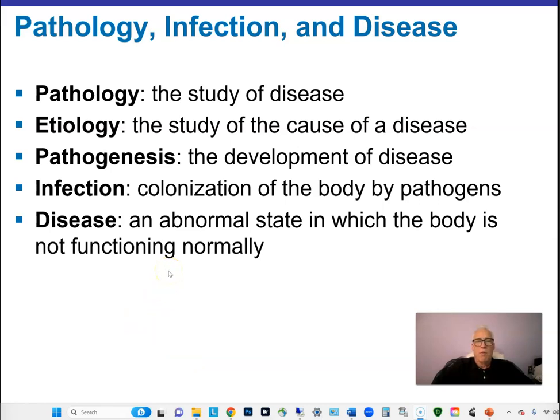Disease, an abnormal state in which the body is not functioning normally. So we get an infection with a pathogen, and by some various set of circumstances, whether it causes damage to a certain cell type of the body or a toxin is produced, any number of things that happen results in disease, some abnormal functioning.